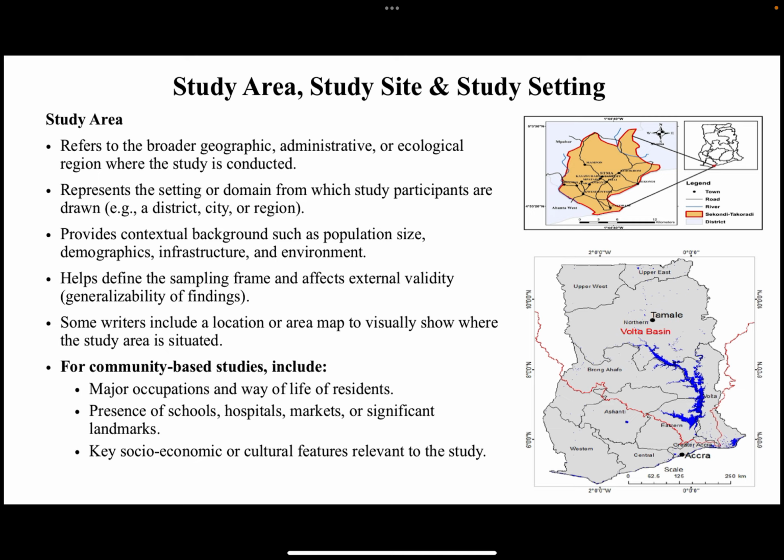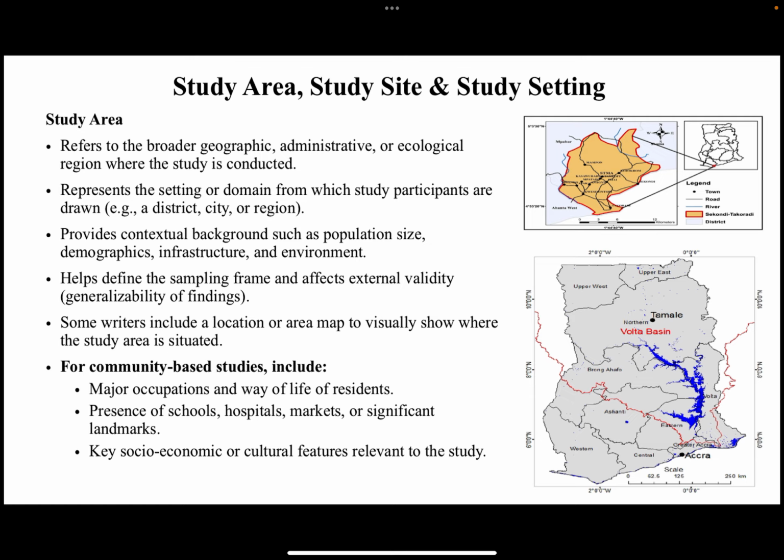Then now the next thing you do is that you tell us the reason why, for the variables that you are measuring, it is very important or the best fit for you to use that design. Then you are done with the research design section. Now let's talk about the study area, the study site, and the study setting. The study area, the study site, and the study setting.